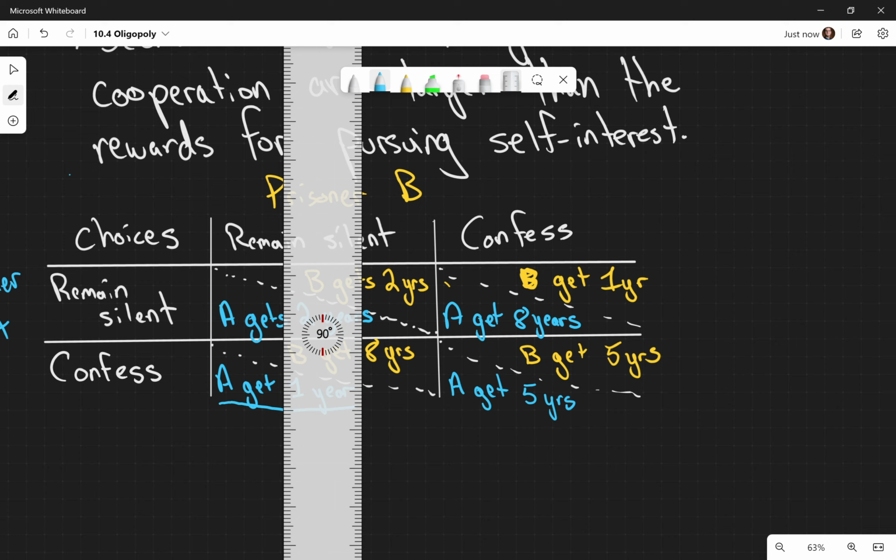Me as prisoner A, I have the option of remaining silent and getting 8 years, or I have the option of confessing and getting 5 years. What am I going to do? I'm going to confess, right? Because 5 years is less than 8 years.